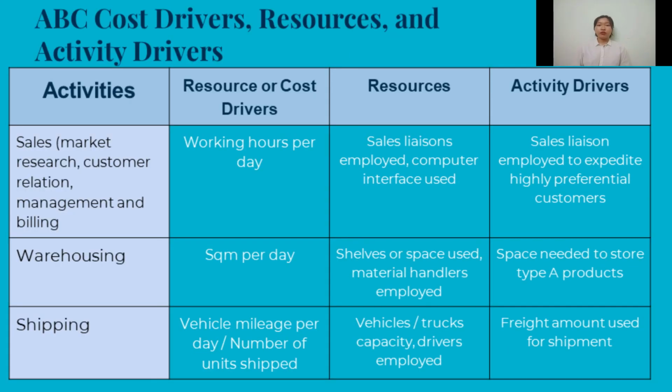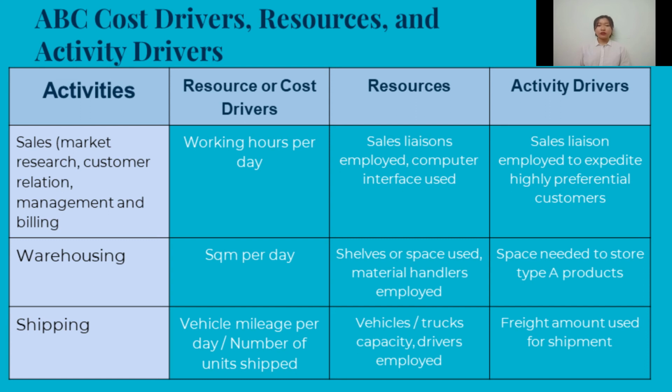There are many different activities and also cost drivers that a company can choose from based on their own needs. The set of primary activities is to be identified on the basis of a company's operational structure. One of the very common activities is sales, which includes market research, customer relationship management, and also billing. The resources of sales activities are the sales liaison employed and also the computer interface used. The sales liaison employed are to expedite highly preferential customers. The cost driver of sales activity is working hours per day of the sales liaison.